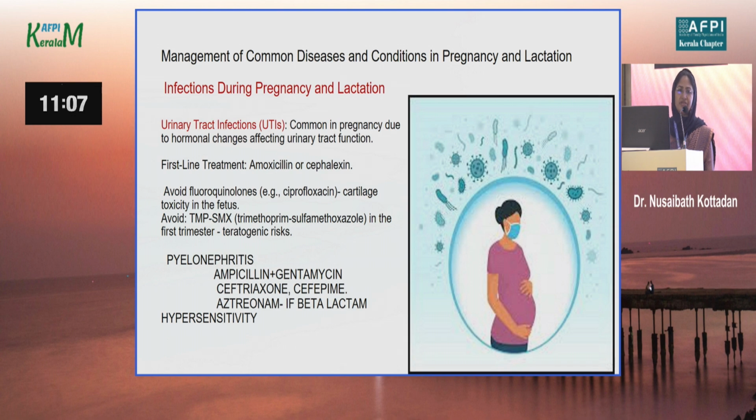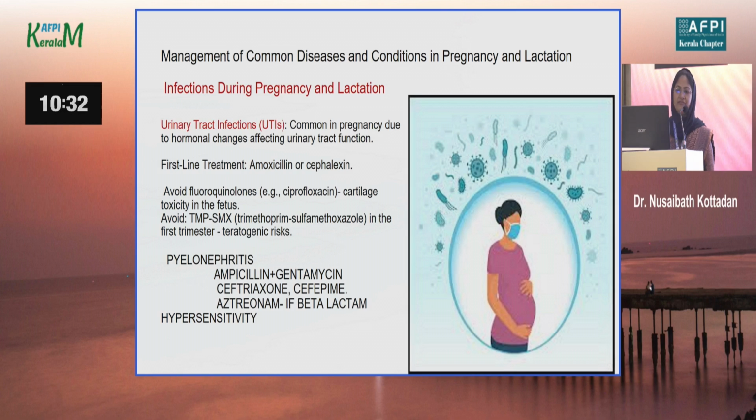Then about the infections during pregnancy and lactation. The most common infection is urinary tract infection. It is due to the hormonal changes affecting urinary tract functions. The first line treatment is penicillins and cephalosporins, but most of the times the bacteria will be resistant to amoxiclav and all, so we have to consider cephalosporins. We should avoid fluoroquinolones like ciprofloxacin. It will affect the cartilage of the fetus, and avoid cotrimoxazole in the first trimester due to teratogenic risk.